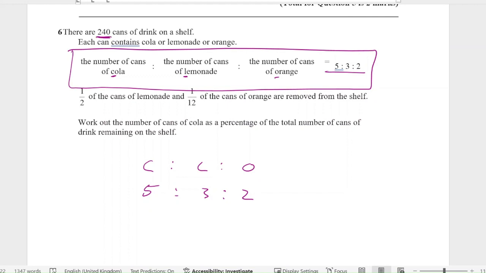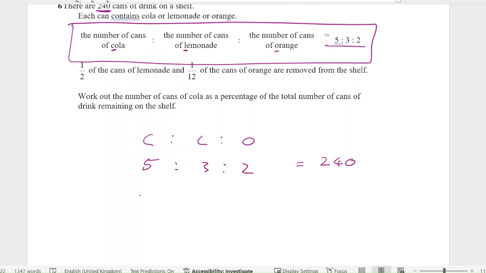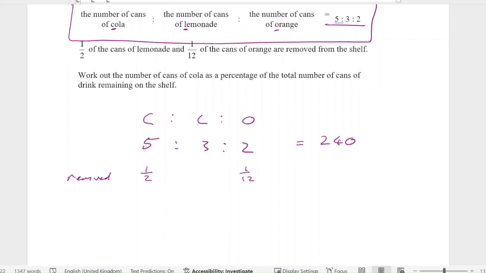There are 240 cans of drink on the shelf, so the total of these ratios is going to be 240. We're told then that half of the orange are removed, so I'm going to just put another line in: removed, half, and 1/12 of the orange, 1/12 are removed. Work out the percentage. So I'm going to start to do a bit of maths on this.